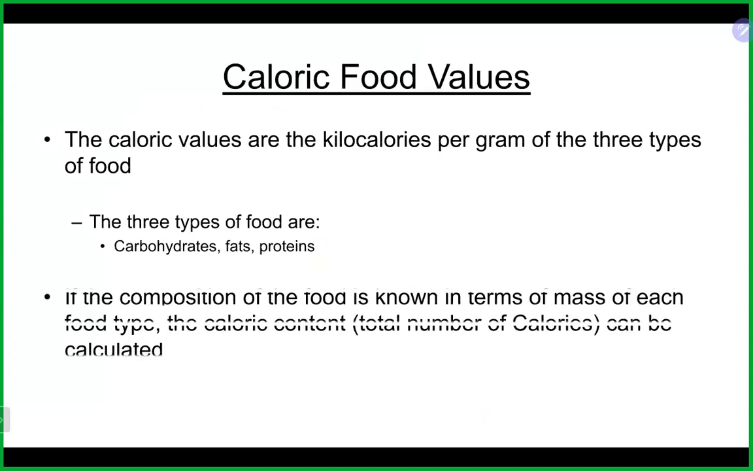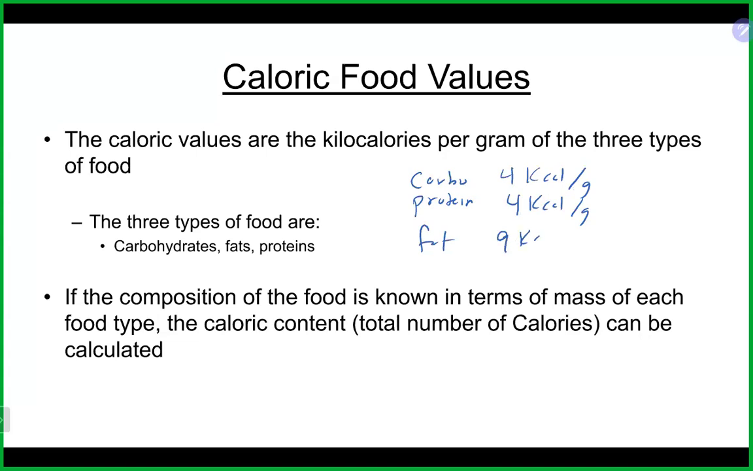Speaking of nutritional calories, food does have a caloric value, and there are three major types of food that we come across: carbohydrates, fats, and proteins, and they all have a caloric value. Carbohydrates and protein are 4 kilocalories per gram, basically. And fat is something like 9 kilocalories per gram. Remember, a kilocalorie is basically a nutritional calorie.